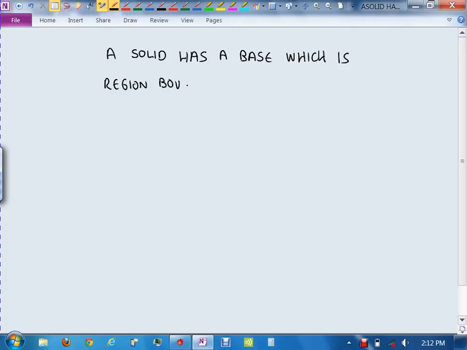So I'm going to kind of make this one up, all right? Let's say that we have a region, or wait, a solid has a base which is the region bounded by y equals 4 minus x squared and y equals 2x squared.